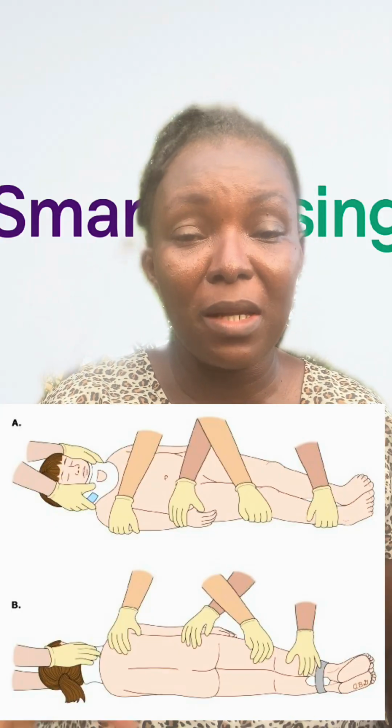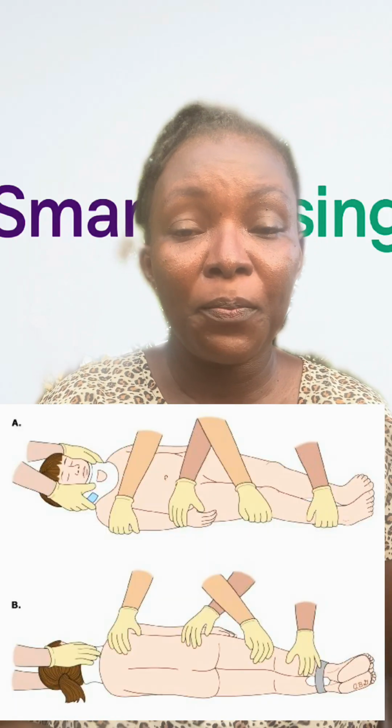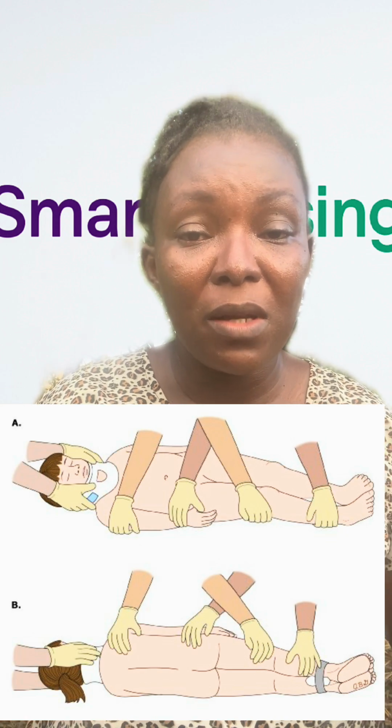So you expose your patient, you observe the skin for any other hidden injuries, log roll this patient, and check the spine for step ups. Look at the back for any hidden injuries. Feel for any crepitus. Feel the rest of the body to see if the bones are continuous. Check the temperature.